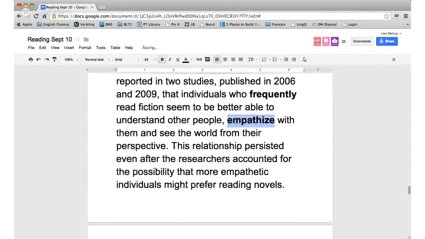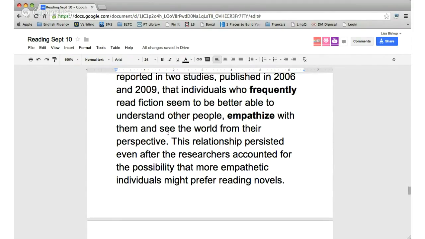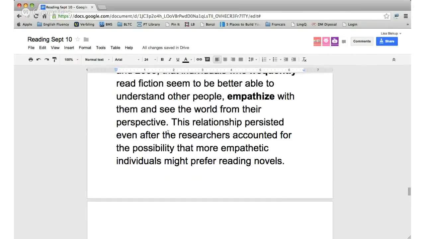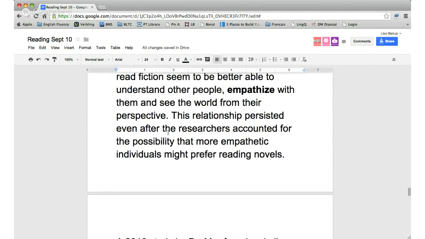That means they can understand a person's situation and understand why a person might be feeling sad or angry or happy or something. And they can also see the world from a different perspective, the perspective of another person, not just their own perspective. Perspective is how you see the world. So what your opinions are, what you think is happening, that's your perspective.